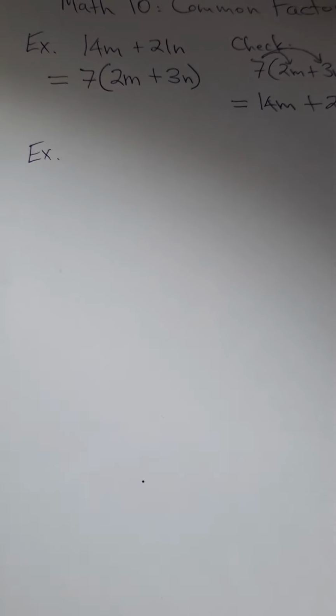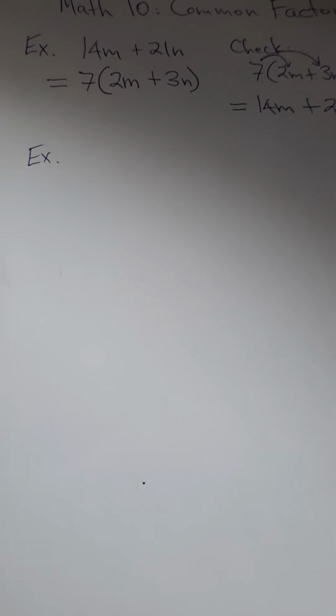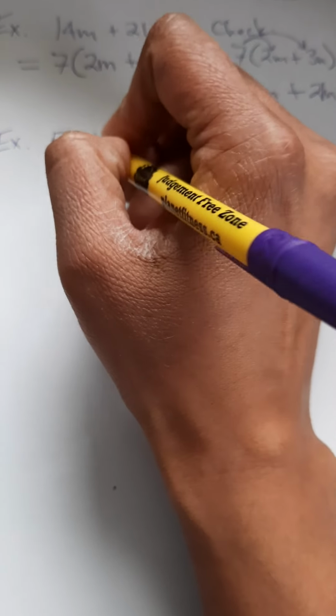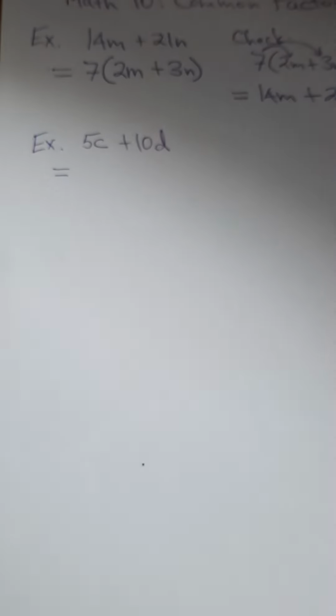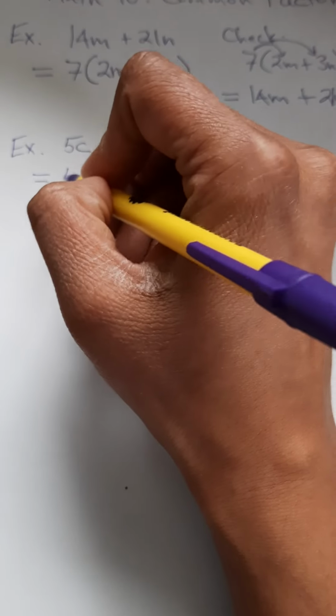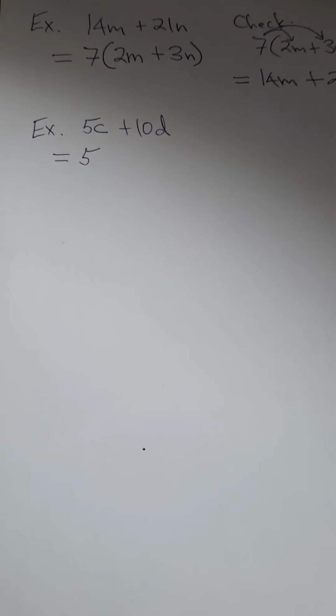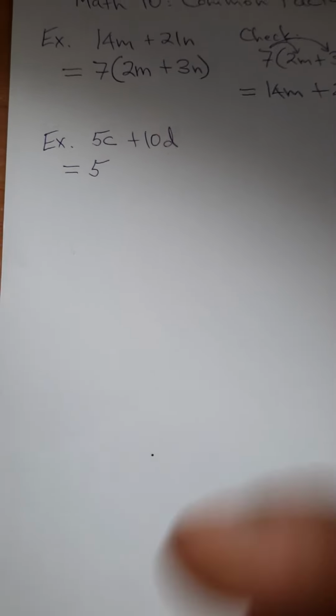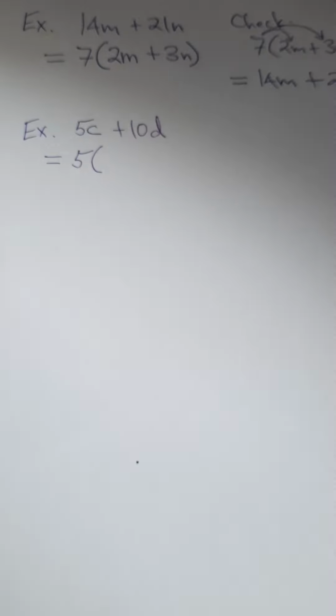Okay, so with that, let's go to another example here. Let's try one more that's quite simple. 5c plus 10d. In this case, I can see I can divide both of these numbers by 5. But again, the first term has c and the second term has d, which are not like terms, so I'm just going to open up the bracket.